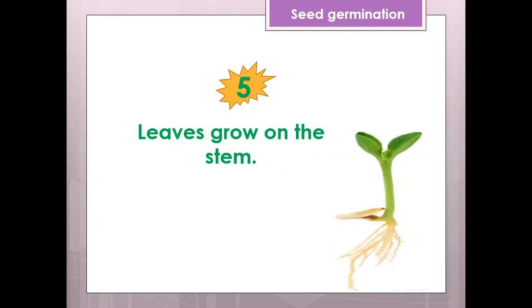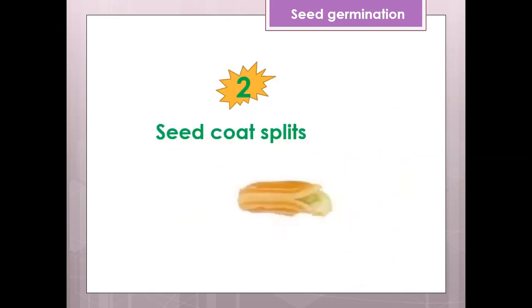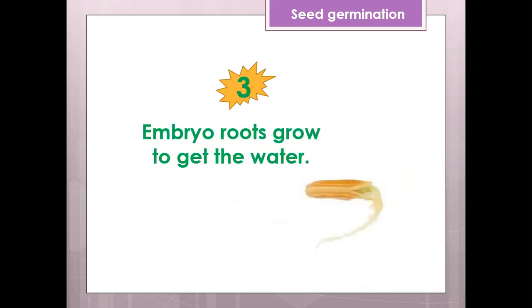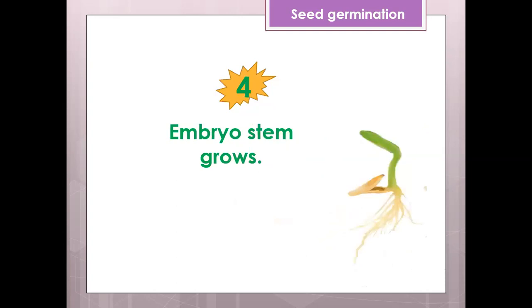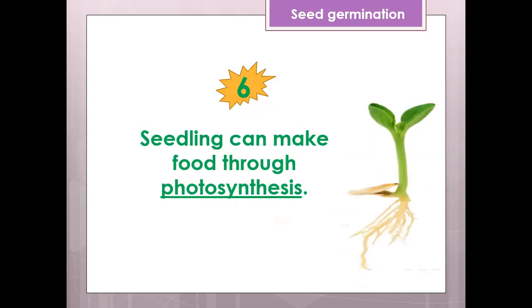Again, what are they? First, the seed soaks up water, then the coat splits away, then the roots grow downwards to get the water from the soil, then the stem grows upwards, then the leaves grow on the stem, of course, then this is called a seedling. The seedling, it's the young plant that will be making the food through the photosynthesis process through the leaves part.